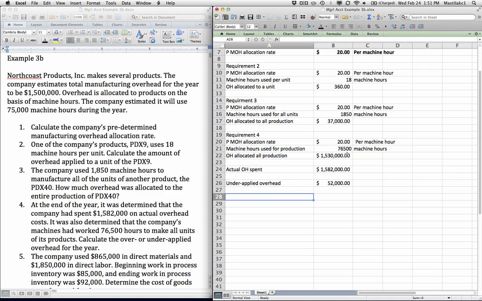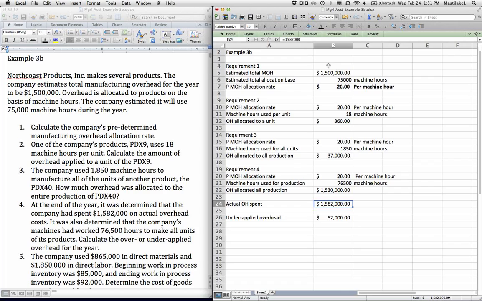Notice what we haven't done. Neither the $1,530,000 nor the $1,582,000, neither of those is our original estimate of $1.5 million. At the end of the year, or the end of the accounting period, we no longer care about our original estimate. The original estimate is really only used to come up with our predetermined overhead allocation rate, and then we don't use it anymore. Our under or over-applied overhead is a comparison of the overhead allocated to production and the actual overhead spent. We don't care about the $1.5 million of the original estimate anymore.